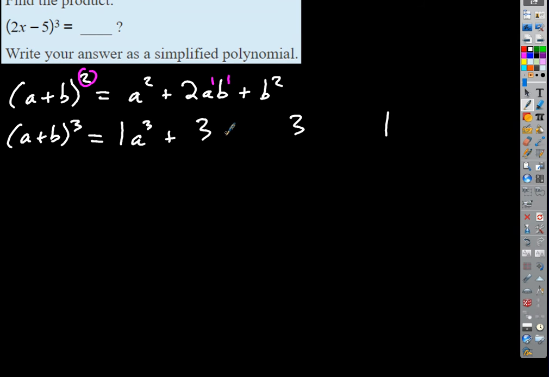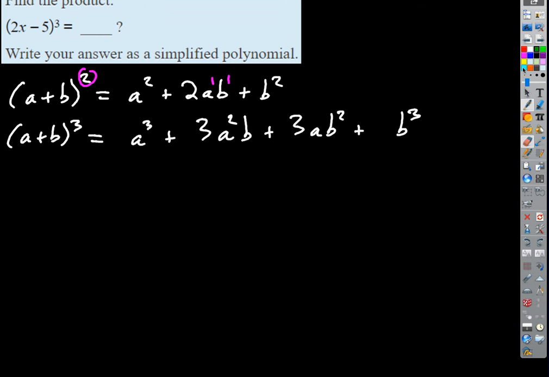How about in the second term? A squared, b to the 1, so they add to 3. Third term? A b squared, so a to the 1, b squared still adds to 3, and then finally b cubed. And we don't even need those 1s. We wouldn't even put them there. It would just look like that. So then there's our pattern.